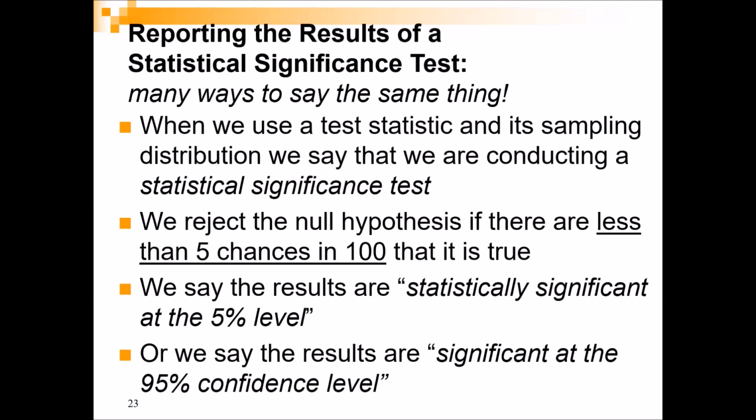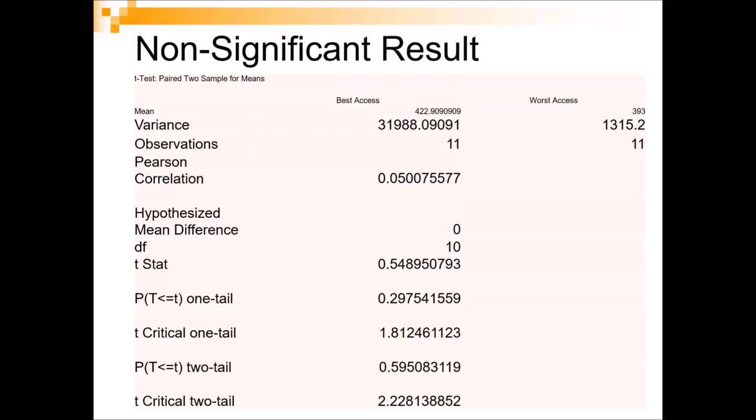And so there are many ways to say the same thing. Like I said before, people get very emotional about how you word statistical significance. And in this class, I'm going to say that the results are statistically significant at the 5% level, or we are 95% confident that they are statistically significant. They are significant at the 95% confidence level. So you'll see a lot of our papers highlight that.